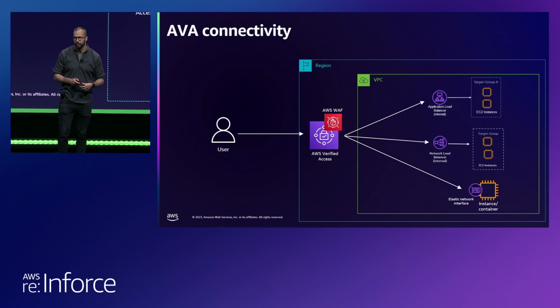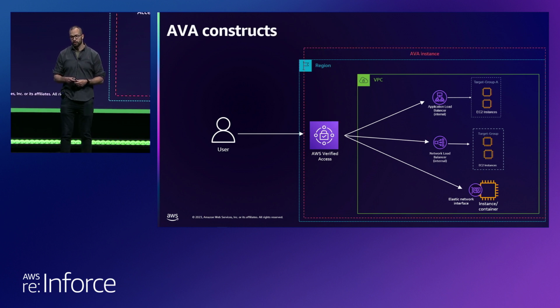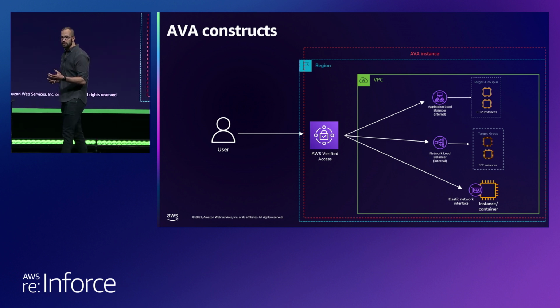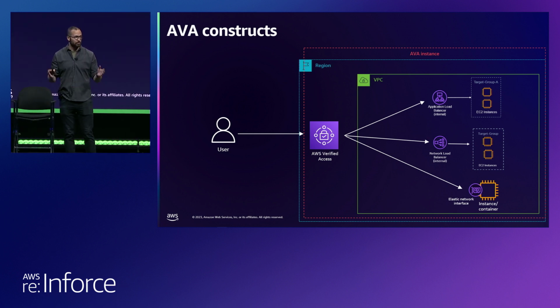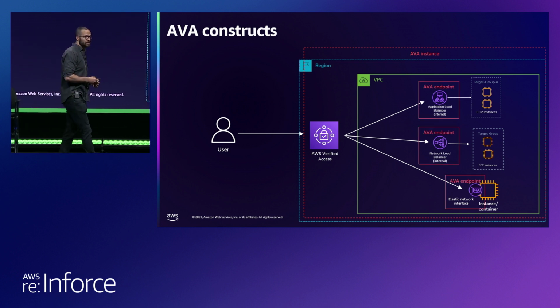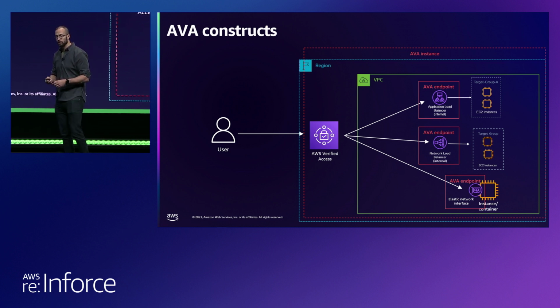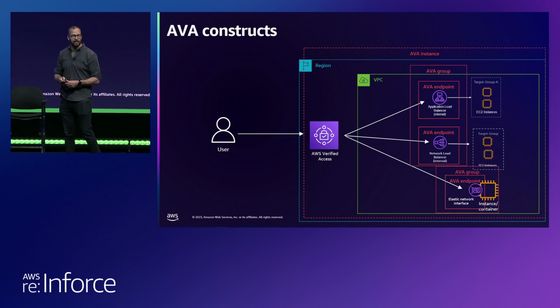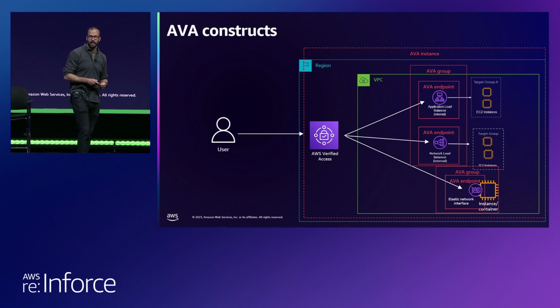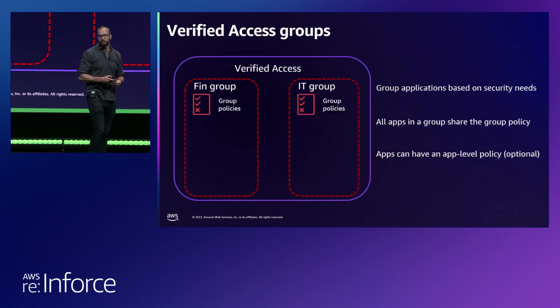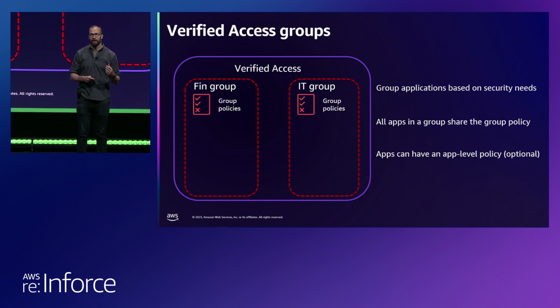Now, from a construct point of view, when we're building AVA, we have to create a bunch of concepts like the AVA instance, which encompasses all of the constructs we will be using, and it integrates with all of the trust providers. Within an AVA instance, we would be defining the endpoints, or effectively our applications. In this case, it could be the application load balancer, network load balancer, or network interface. And then finally, we can group our endpoints into different AVA groups. The reason why we would use groups is because we can apply a policy on a group level as well as on an endpoint level.